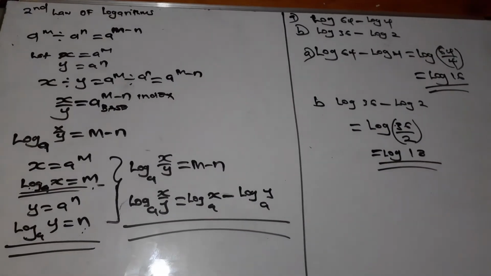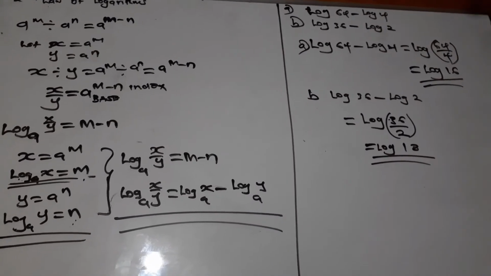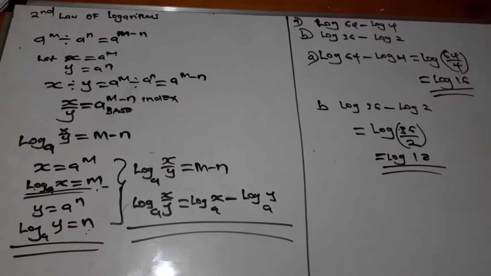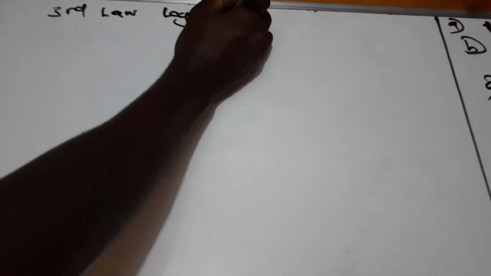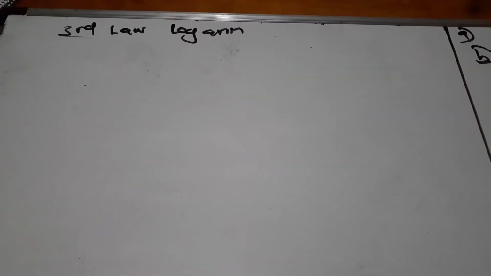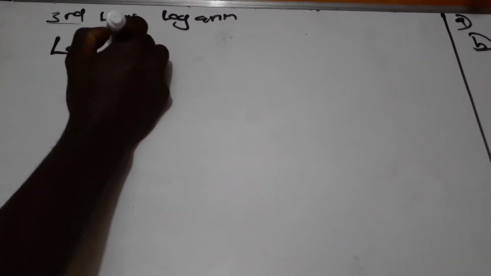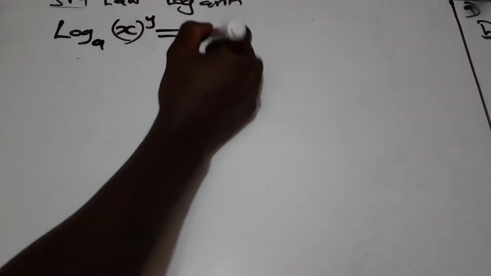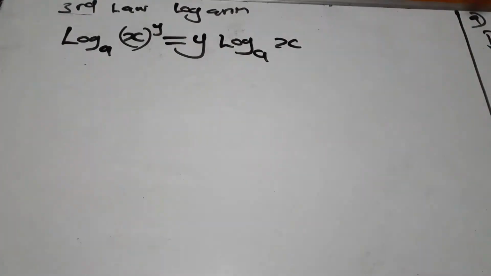So we are going to move to our third rule of logarithm. Here we're not going to derive it because it's simpler to just explain it and you're going to get the concept. The third law of logarithm: when you have log to base a of x raised to power y, this will give us y log to base a of x. So this is our rule of logarithm.